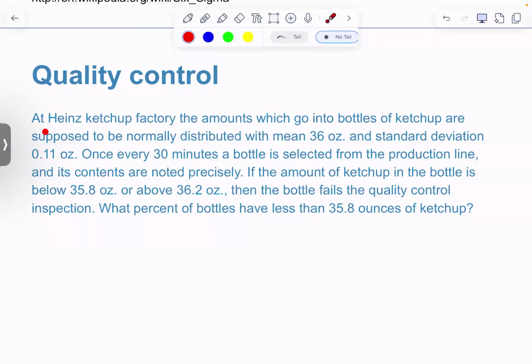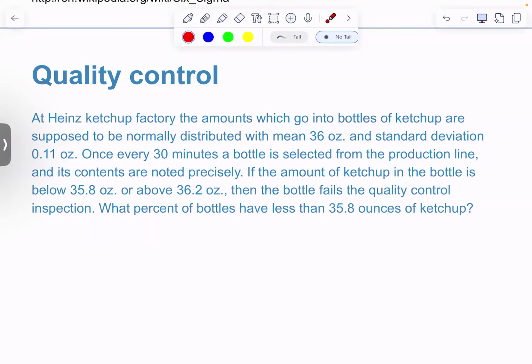Okay. We're at a factory, at Heinz Ketchup Factory. The amounts which go into bottles of ketchup are supposed to be normally distributed with a mean of 36 ounces and a standard deviation of 0.11 ounces. Now we understand you go and you buy a bottle of ketchup, right? It says how much is in there, of course, but we also understand that's not exactly how much is in there, right? There's variation and there's kind of reasonable variability.